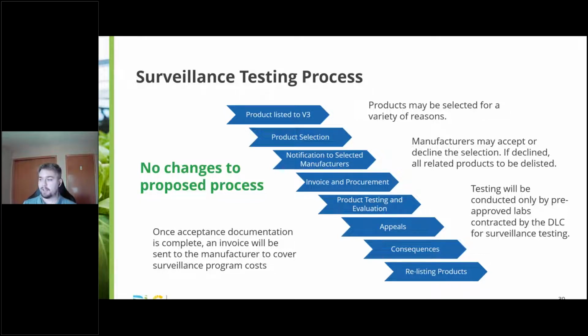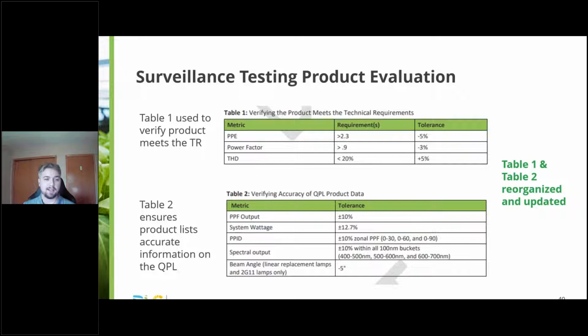So let's go ahead and move on to the next slide, where you can see the bulk of the changes that happened in the surveillance testing policy. We're essentially reorganizing and updating some of the values between Table 1 and Table 2 of the policy. So Table 1 for the surveillance testing program essentially is used to make sure the products meet the technical requirements. So we'll be looking at efficacy, power factor, and THD. The thresholds and tolerances for those have not changed, but some of the criterion that were in Table 1 have now moved to Table 2.